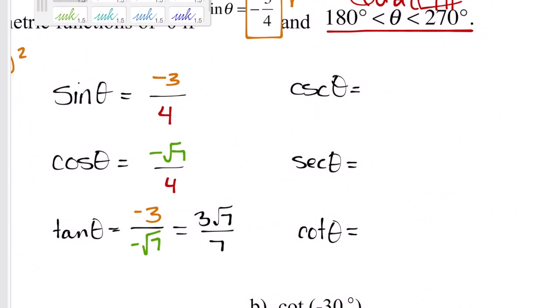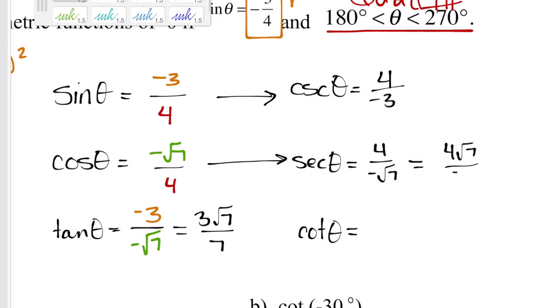Now it's time for the reciprocal, so I'm flipping everything. Reciprocal of sine, my cosecant would be 4 over -3. The reciprocal of cosine, my secant, would be 4 over negative square root 7. Again, we have to rationalize this, so it'd be 4 root 7 over 7, still negative.